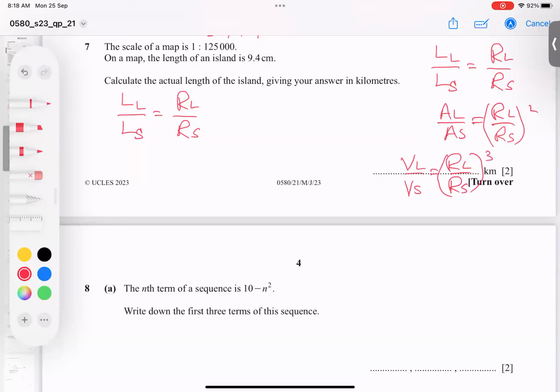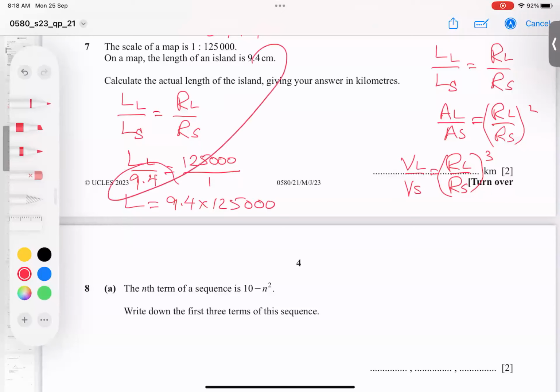So length of large is unknown. Length of small is given, 9.4 centimeters. The length ratio of the large is 1 to 125,000, and the ratio of small on the map is 1. So 9.4 will multiply, so it will look like this: 9.4 into 125,000. Because this is centimeters, this answer will come in centimeters.